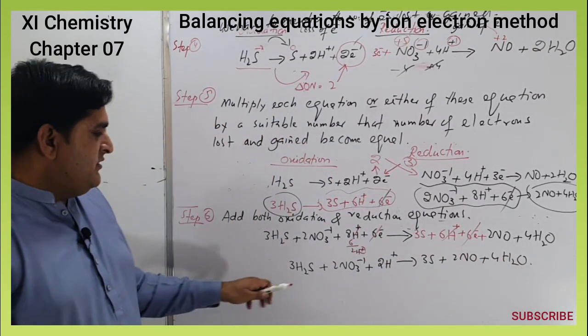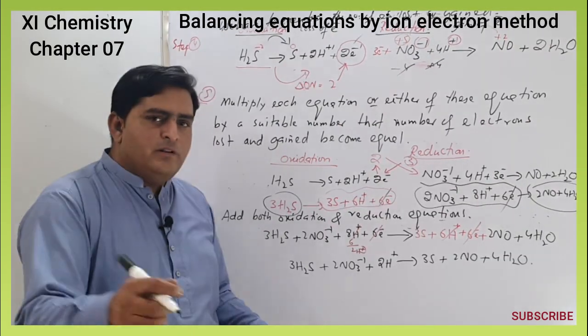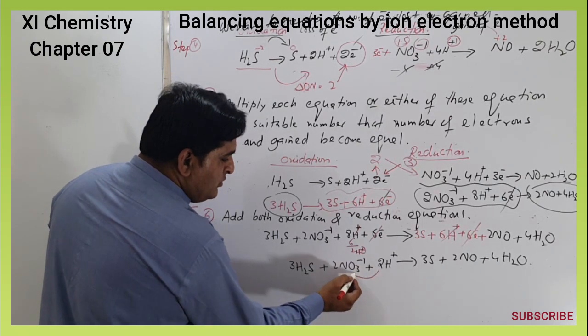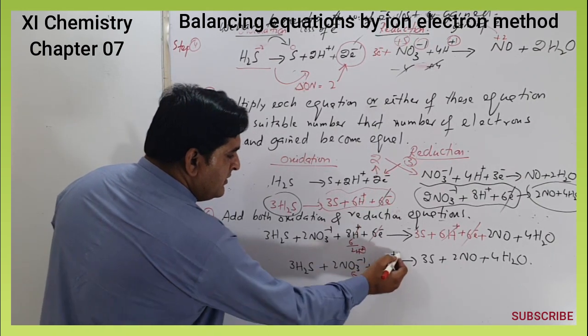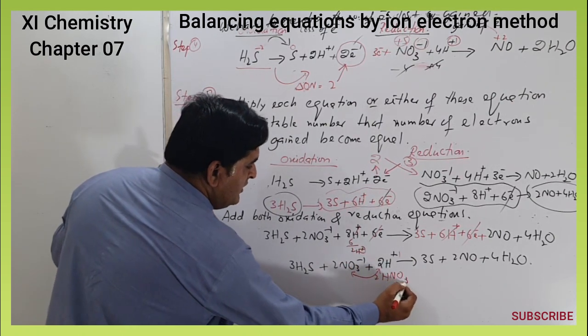Now we have this equation in ionic form, so we have to convert it into molecular form. The 2 hydrogen ions and 2 nitrate ions, 2 plus 1 and 2 minus 1, become 2HNO3. This is all we have to do.